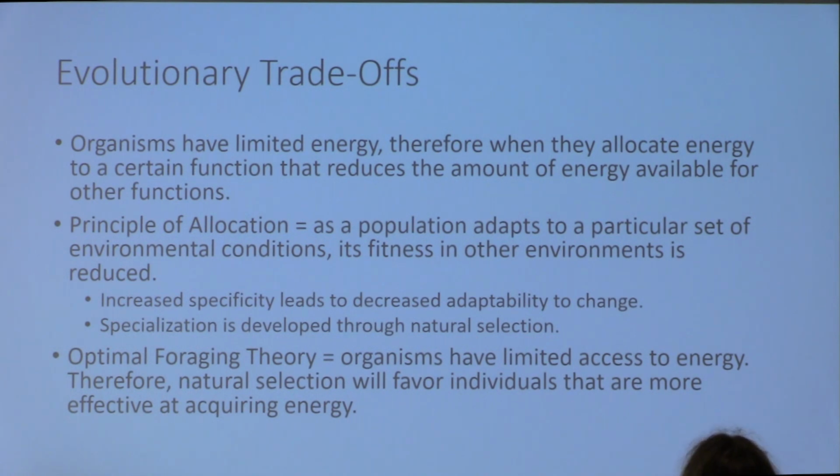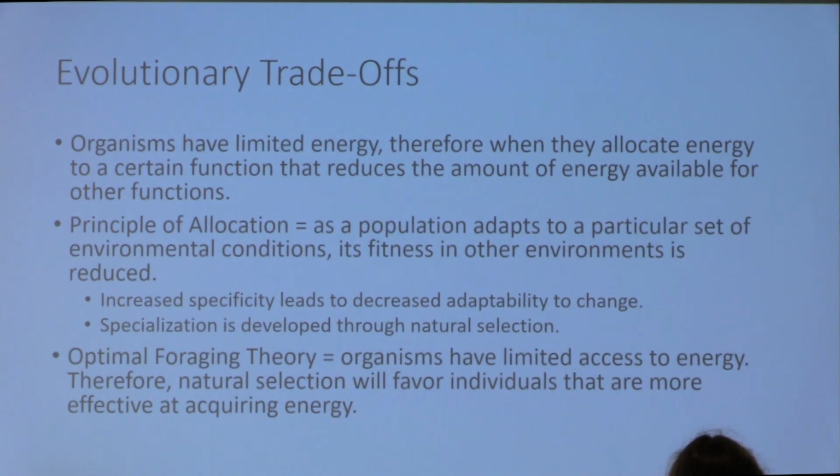When we're talking about species, we have to talk first about evolutionary trade-offs. And when we talk trade-offs, we're talking energy. Organisms have limited energy, and therefore they allocate energy to certain functions, and when they do that, it reduces the energy they have to put towards other functions. In other words, they don't have infinite energy. They have to decide what to prioritize and what gets lower on the priority list.